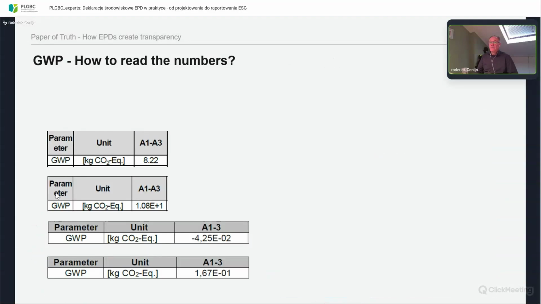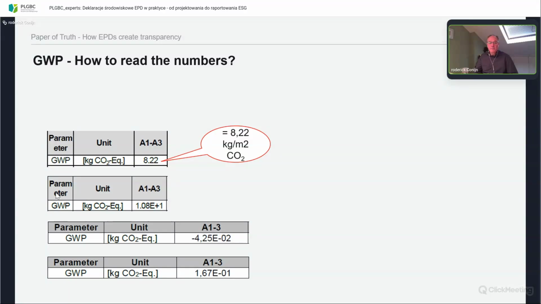So how to read the numbers? Here you can see GWP 8.22. This means that this product has a carbon footprint of 8.22 kilos per square meter.